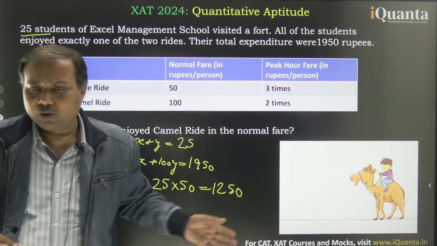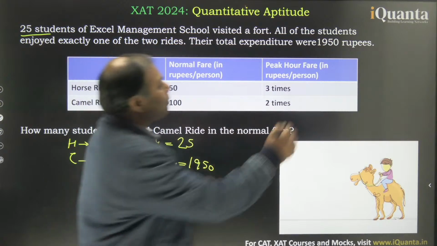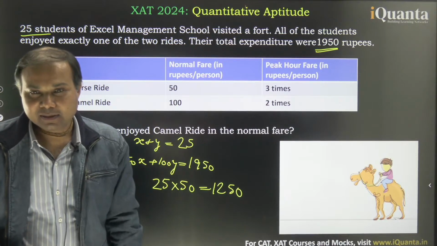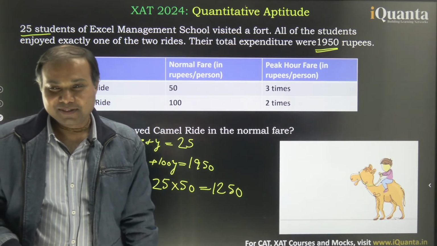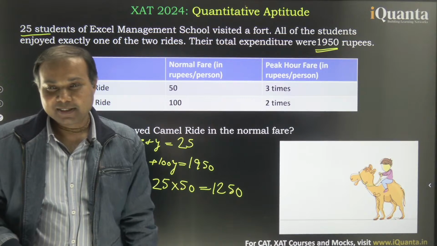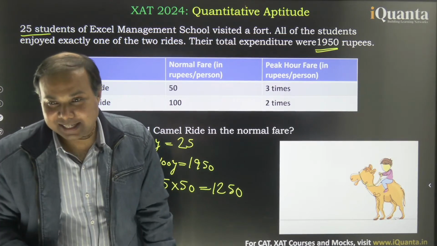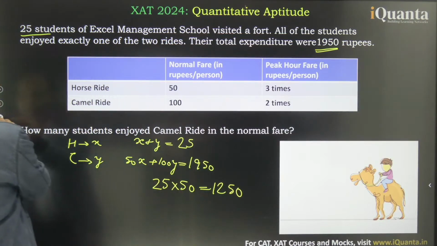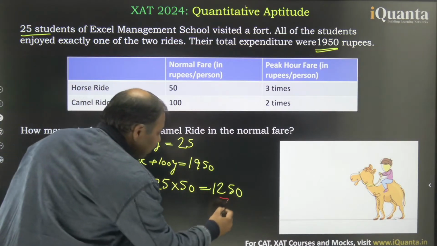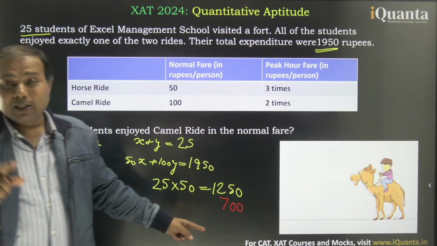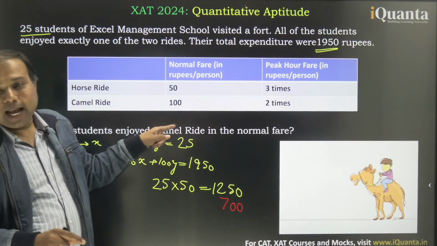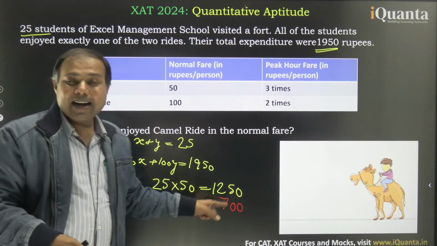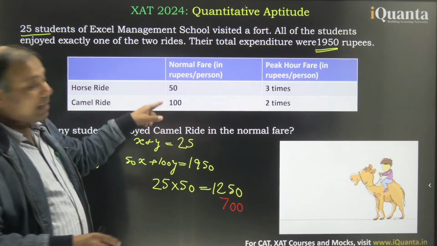Clear? There's no rocket science in this. But now the actual expenditure is 1950. How much extra is this expense? Obviously, it is 700. Yes, exactly, Akash. That's perfectly all right. So this is 700 extra expense. What is the reason for this? The persons who have used the camel ride have spent 50 rupees per person extra. So if I divide this 700 by 50, I'm going to get my answer.